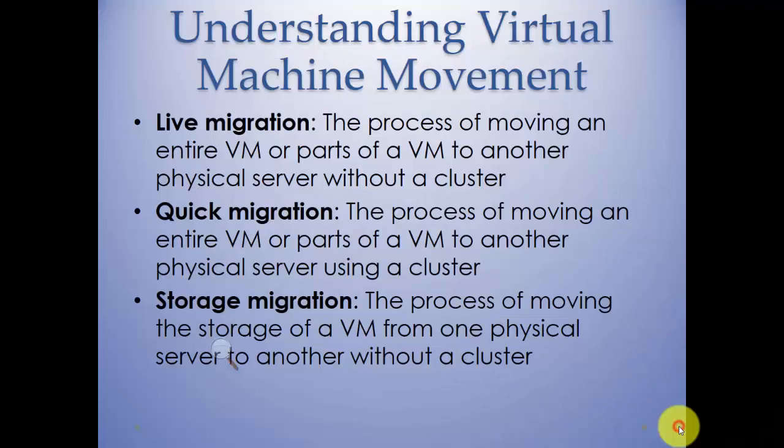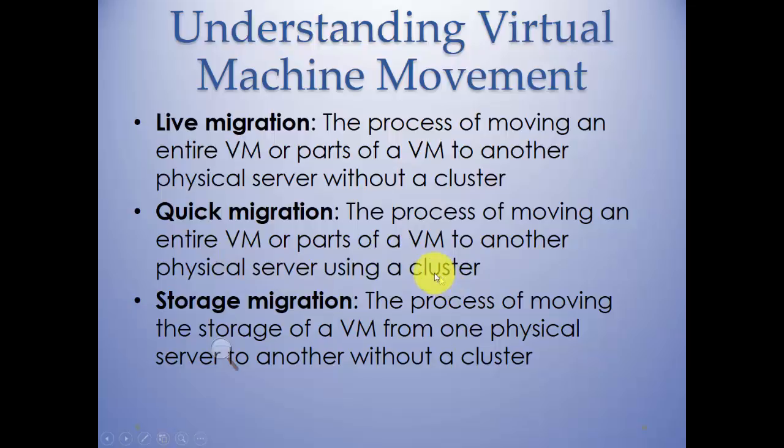What's the difference between the three? Live migration, as the word says, is the process of moving an entire VM or parts of a VM to another physical server without a cluster. We already tested the clustering feature, and I hope we know the components of that. Before the interview, we should definitely go through the screenshots again. Quick migration is the process of moving an entire VM or parts of a VM to another physical server using a cluster.